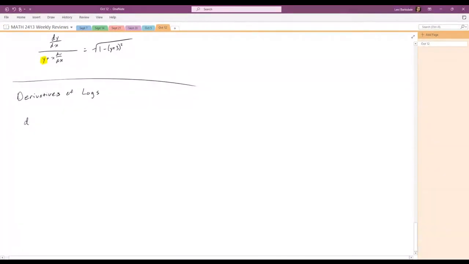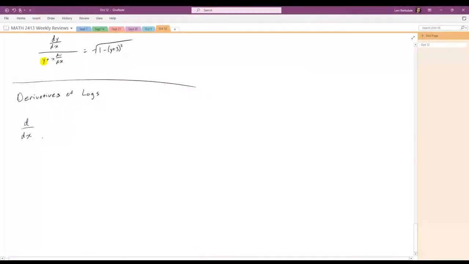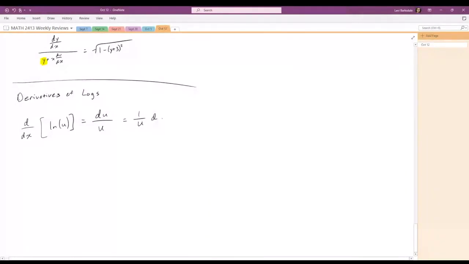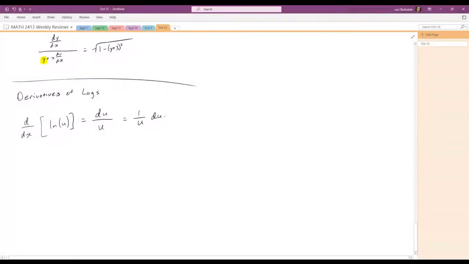First off, we have our natural log. And the derivative of the natural log of u is so gorgeous. It is du over u. Fantastic. You might also see it written 1 over u times du. Also a nice way of putting it.